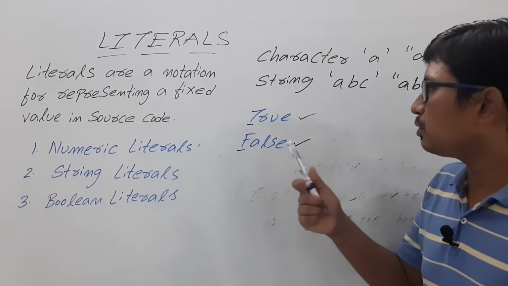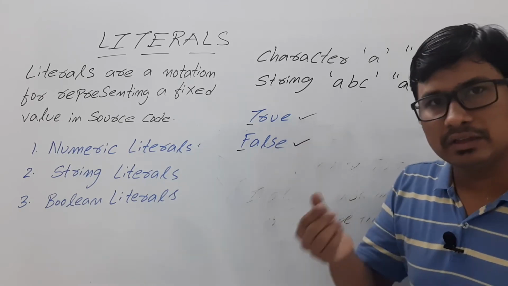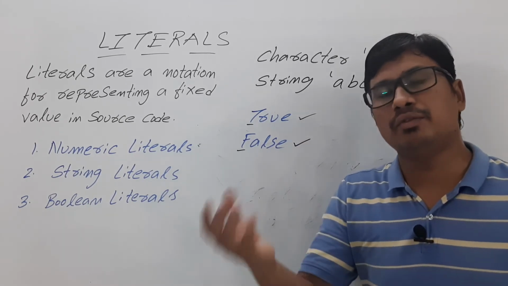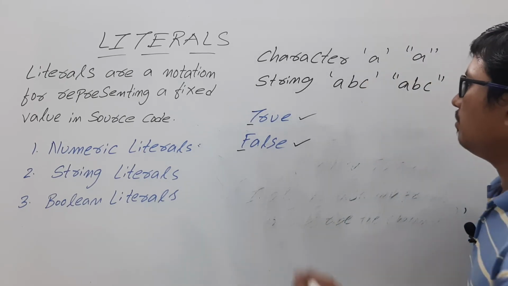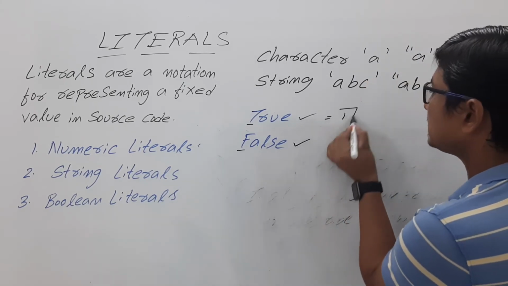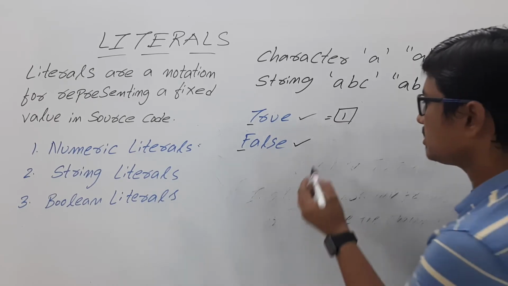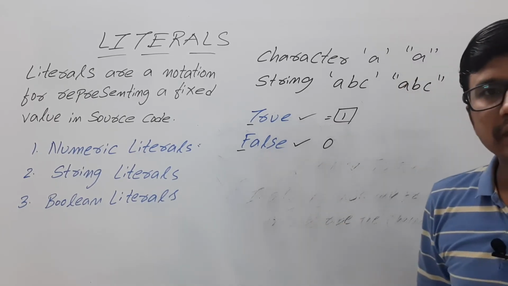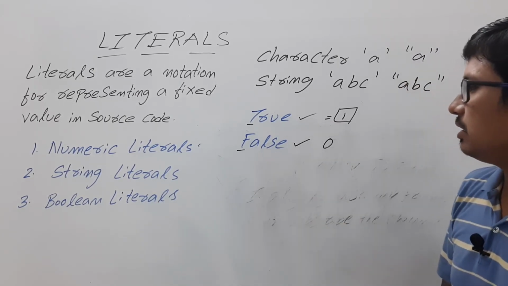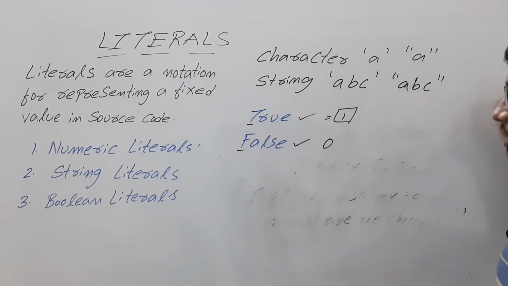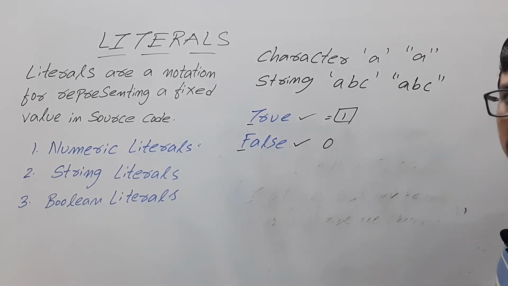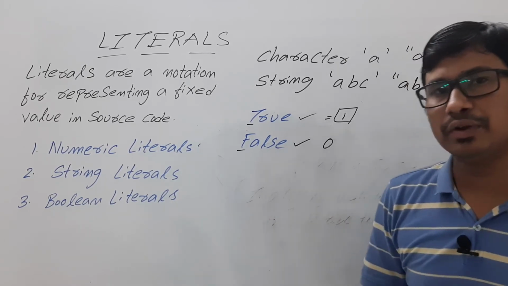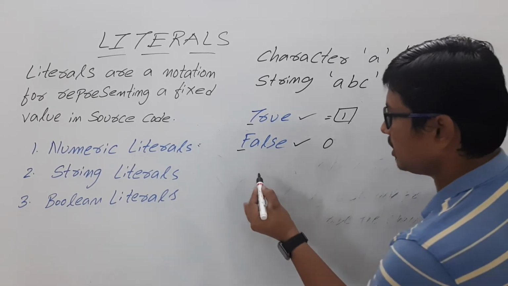What is meant by true? Whenever you want to store true, or whenever a condition generates the true value, it is nothing but the binary number 1. And false is nothing but 0. Is it clear? Are you able to understand? So this is about the Boolean literals to represent the values 0 and 1. Now, just for your understanding, let me discuss a simple example.